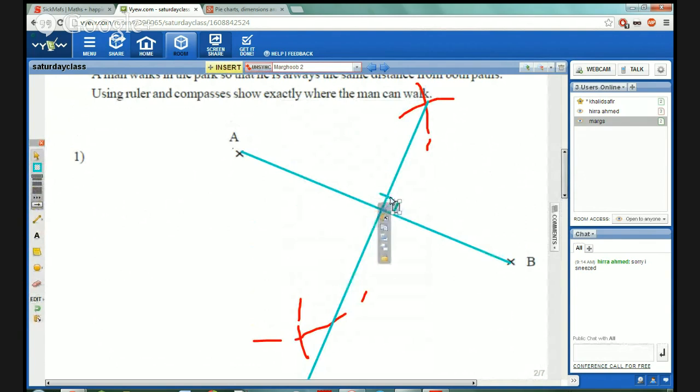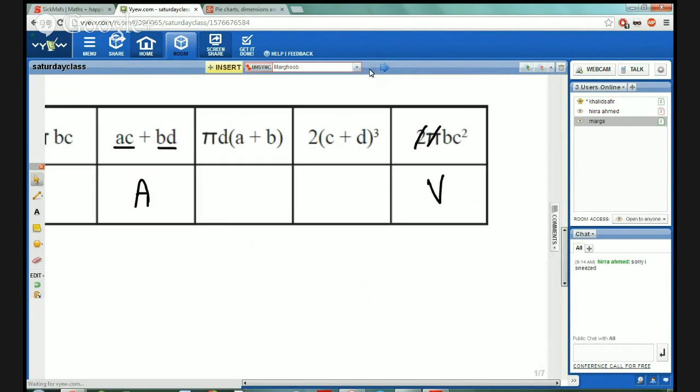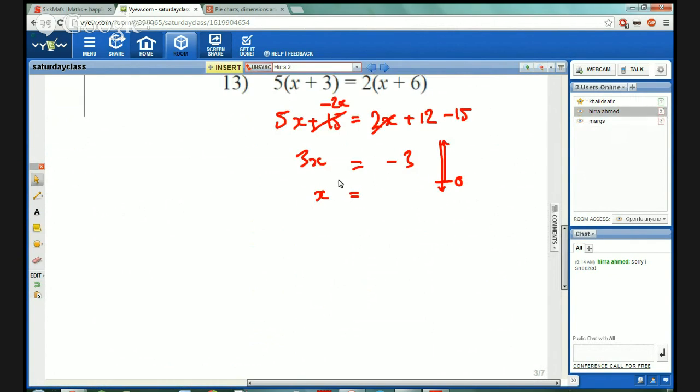Is it minus 1? Ah, yeah, it is minus 1. That's good, Hira. Okay, so, where's Hira's page? There it is. Okay, so you got that. You got minus 1.